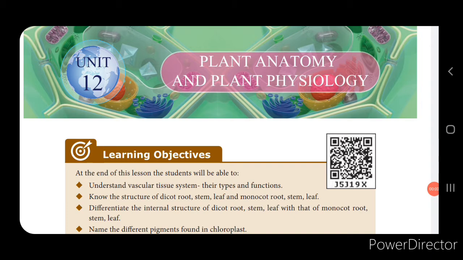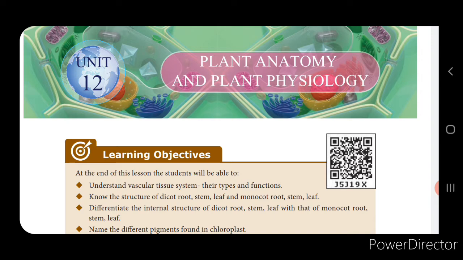A very good morning, students. Welcome to science session for class 10, and we are dealing with the unit 12, plant anatomy and plant physiology. In the last class, we have seen what is tissue, what is tissue system, different types of vascular tissue system. Hope you remember radial, conjoint, collateral, bicollateral and concentric vascular bundle, and we have also seen the internal structure of dicot root and monocot root. Next we saw the internal structure of dicot stem. With that we have ended that session, isn't it?